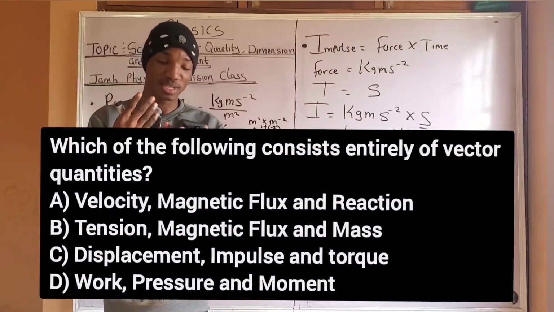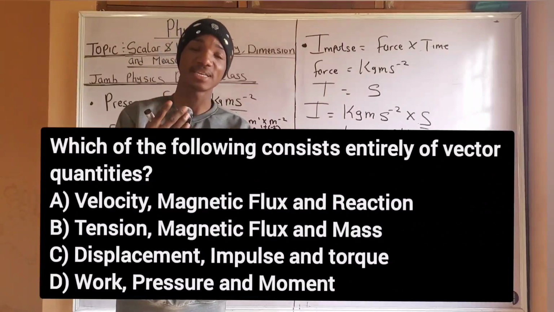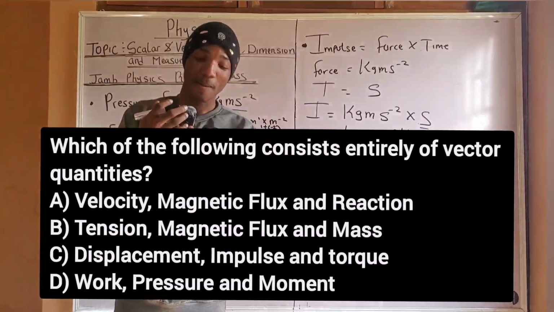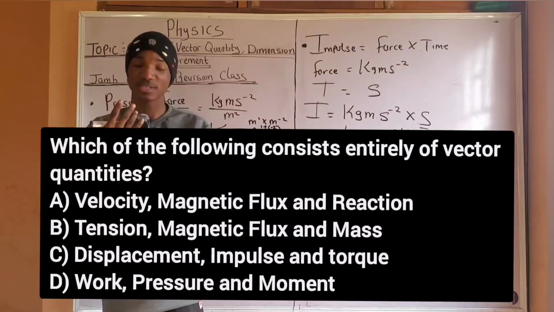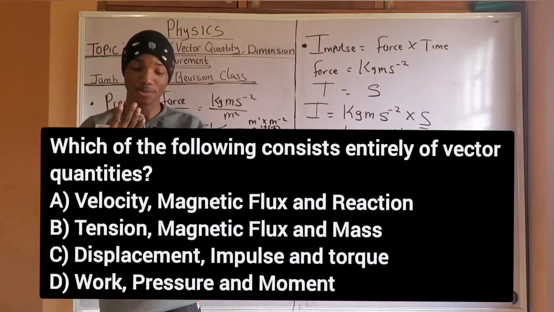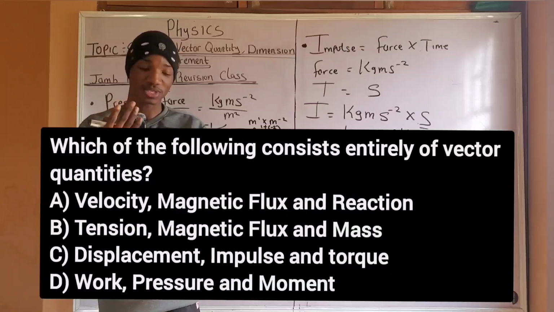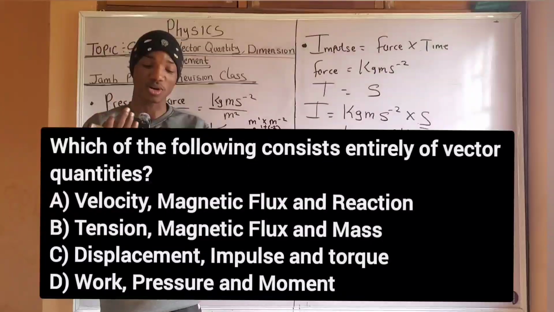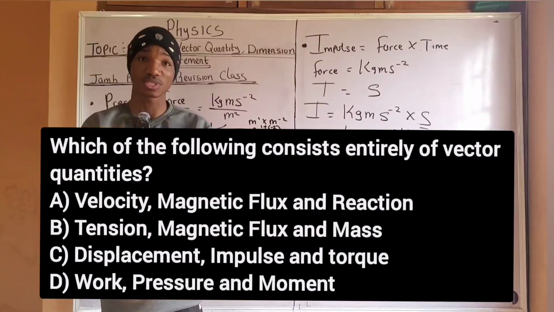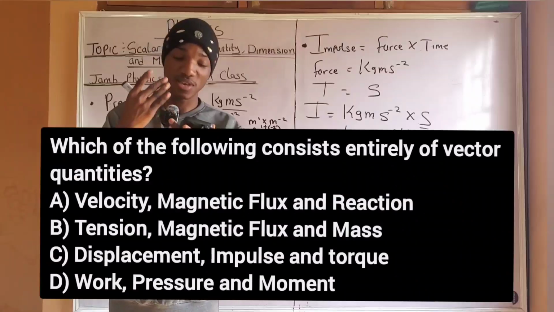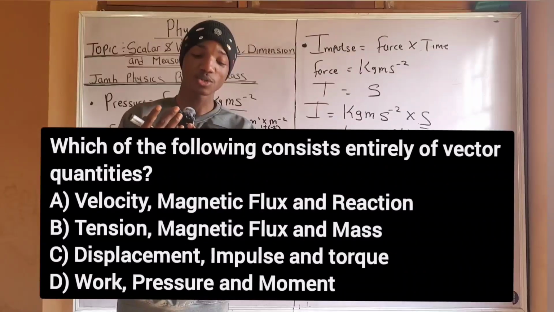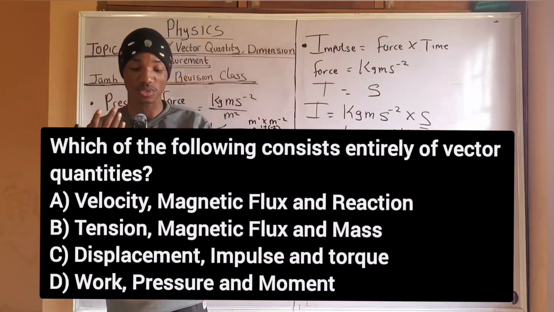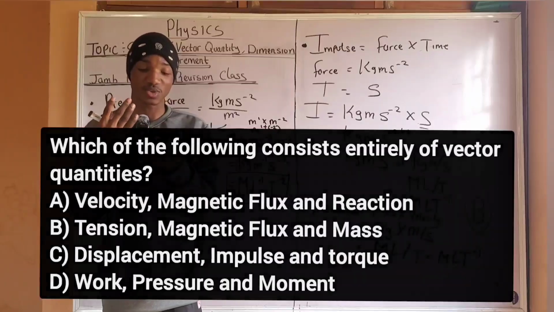Look at the second option. We have tension, magnetic flux, and mass. Magnetic flux disqualifies the option as well. What of option C? Displacement, impulse, and torque. Displacement is a vector quantity. Impulse is a vector quantity. Also, torque is a vector quantity. So therefore, option C is the correct option.